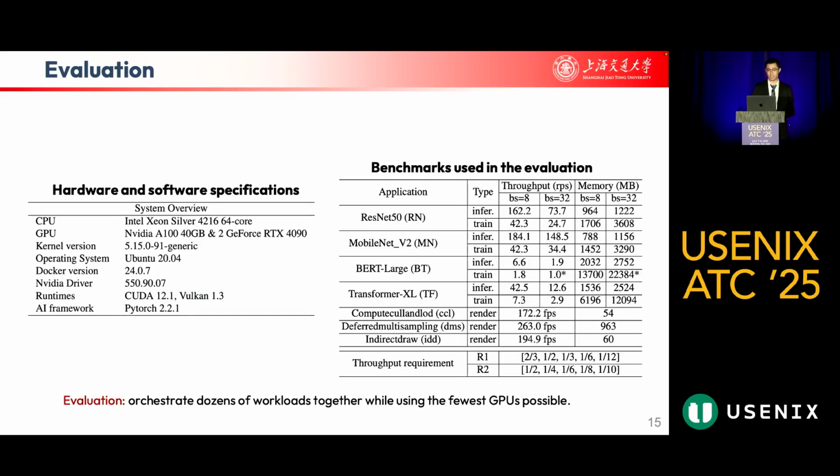All right, finally, I will talk about some evaluation results. KRYPTON is evaluated on an A100 platform and a 4090 platform. We use various workloads, including deep learning training and inference, and also some graphics workloads like rendering. We set different performance goals here, as you can see in the throughput requirement, which is a fraction of the optimal throughput.